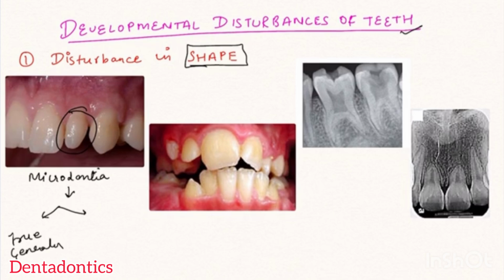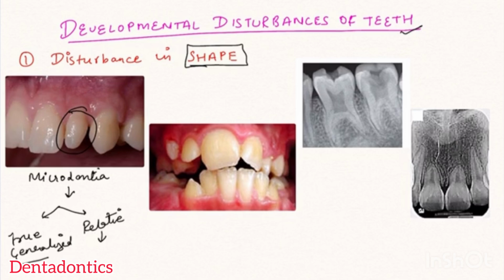True generalized is when the shape of the tooth is smaller than the other teeth, whereas relative generalized microdontia is where the jaw is larger and the tooth seems to be smaller. So this is the relative microdontia. The most commonly involved teeth are the lateral incisor and third molar. True generalized microdontia is common in Down syndrome.